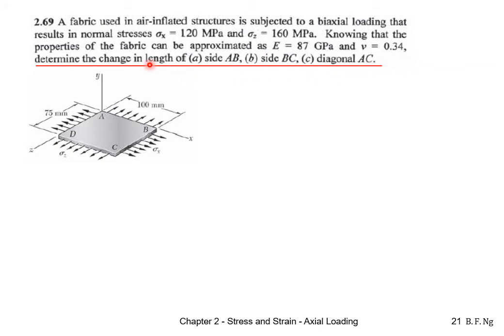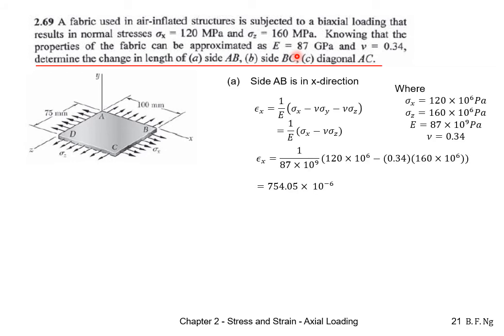We are told to find the change in length of sides AB, BC, and AC, which is the diagonal, subject to the stresses. This question involves finding strain due to stresses in multiple directions. As such, we need to make use of the Poisson ratio equation.